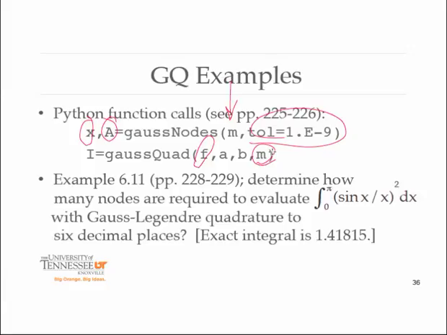And to illustrate the use of those functions, we're going to look at example 6.11, which is on pages 228 and 229. The idea would be to determine how many nodes are required to evaluate this integral, 0 to pi of (sine of x over x) squared dx, using the Gauss-Legendre quadrature to 6 decimal places. Keep in mind that the exact integral is 1.41815.